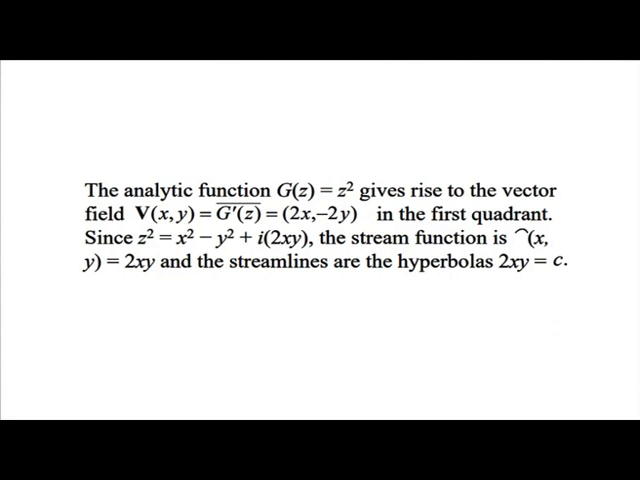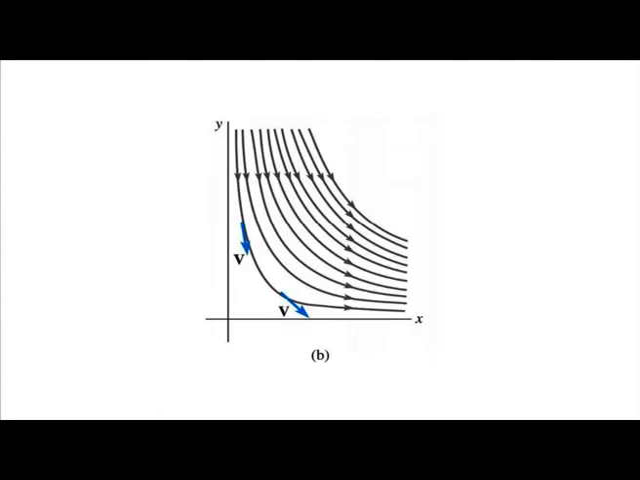Another example: the analytic function G(z) = z² gives rise to the vector field V(x,y) equal to the conjugate of g'(z), which is (2x, -2y) in the first quadrant. Since z² is equal to x² - y² + i·2xy, the stream function is ψ(x,y) = 2xy, and the streamlines are the hyperbolas 2xy = c. See the figure.